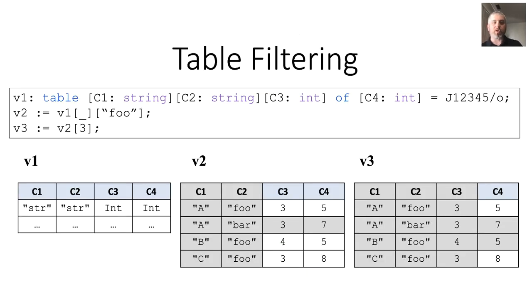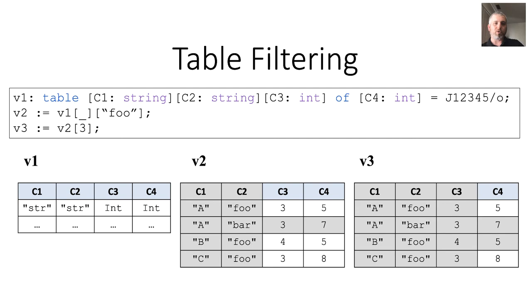Once you have tables, you can also do filtering on those tables. So here we have V1, which is a table with 4 columns to it. I've given the name C1, C2, C3, C4 to each column. You can name the columns anything you want. The names don't have to match the original names of the output variable, so it allows you to actually kind of custom tailor it to your particular query. So in this example, C1, C2 are strings, C3, C4 are ints.